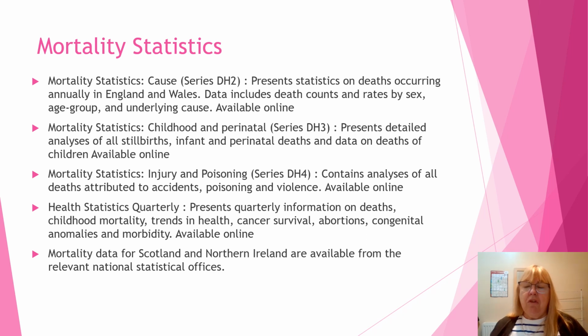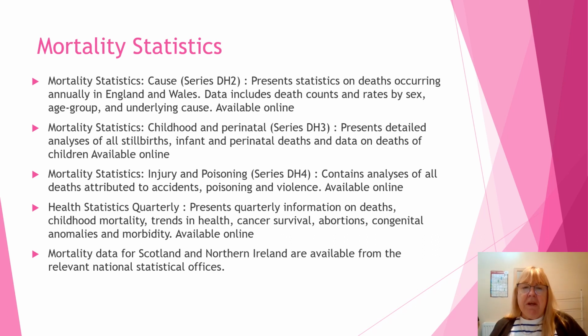And these are the sort of groups of statistics that are published. So this is what you really need to know to answer the question that you're going to be looking at. We've got mortality statistics, cause. So this is where the stats go by cause, and it's known as series DH2. So if you want to look it up more, you go onto the ONS website. I'll have a link at the end for that, and you can just look up series 2, and it'll be all the statistics on deaths, and it will be listed by cause of illness.